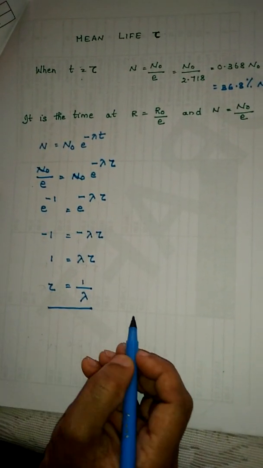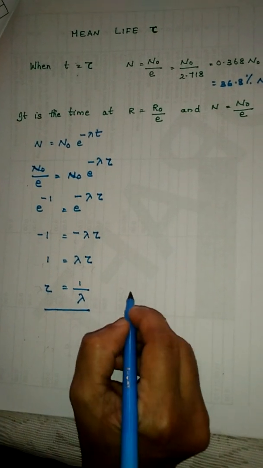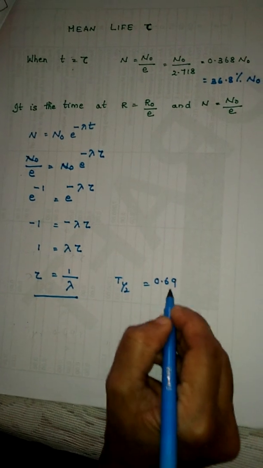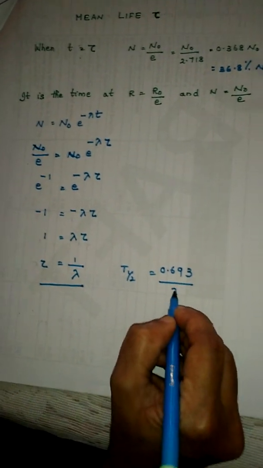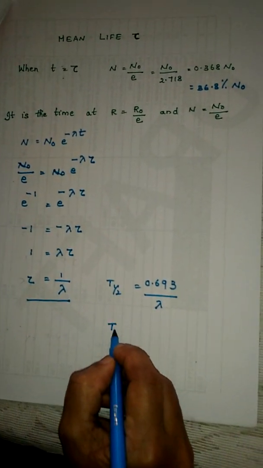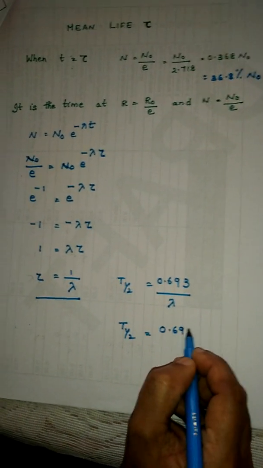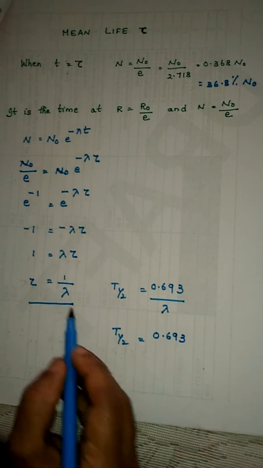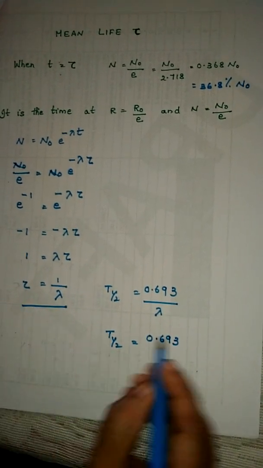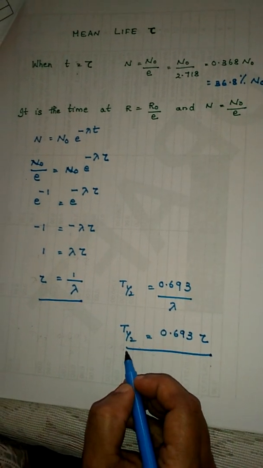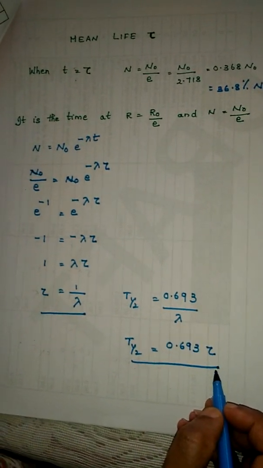Mean life is 1 by lambda, while t half is 0.693 by lambda. So t half, in terms of mean life, we can write as 0.693 into 1 by lambda. 1 by lambda is tau. So t half is 0.693 tau. This is the relation between half-life and mean life.